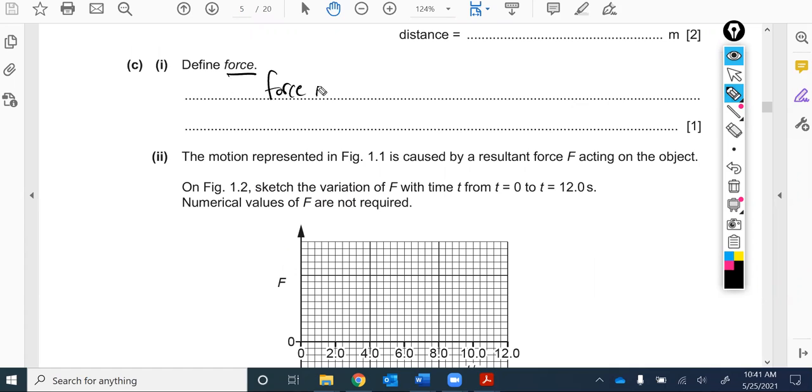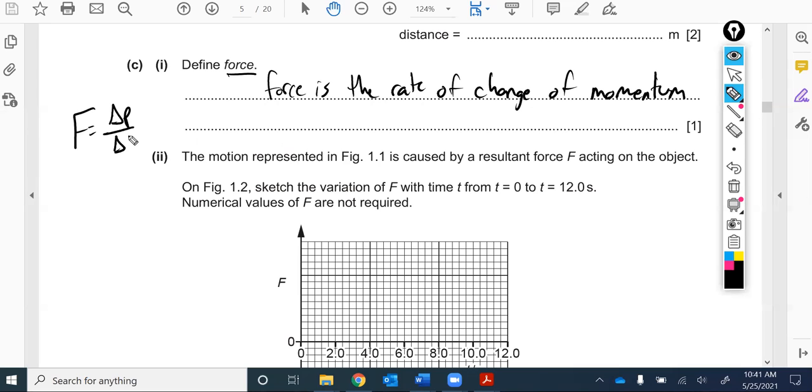Force is the rate of change of momentum. There are many ways to sort of correctly think about force. A force is a push or a pull. Force equals mass times acceleration. That's a special case of this. This is the definition of force. Force is the rate of change of momentum. So force equals change in momentum over change in time. That's the definition of force.